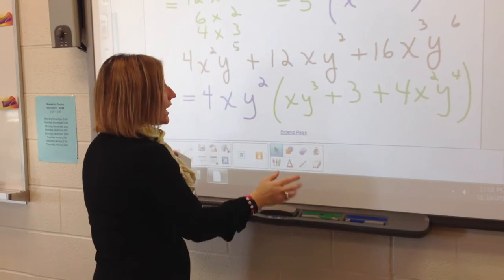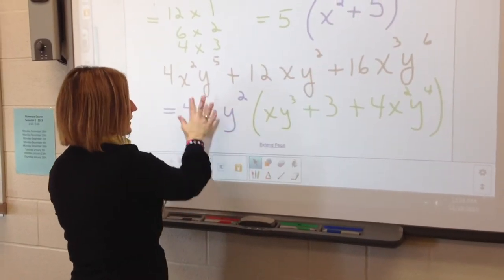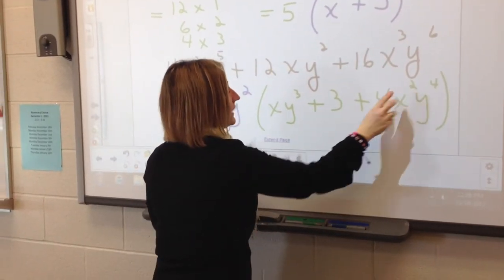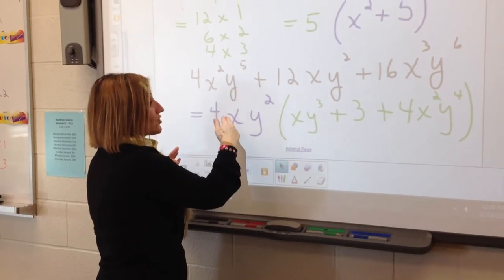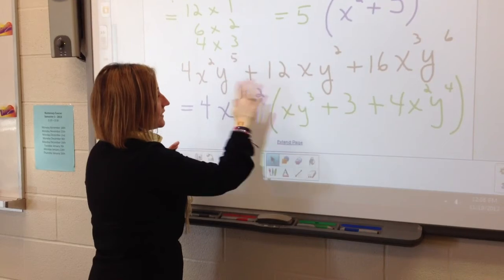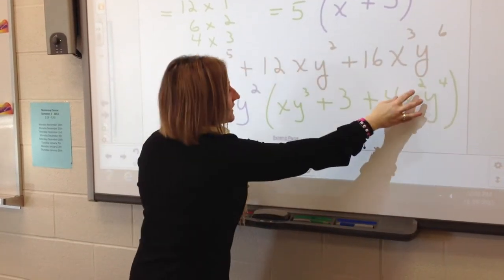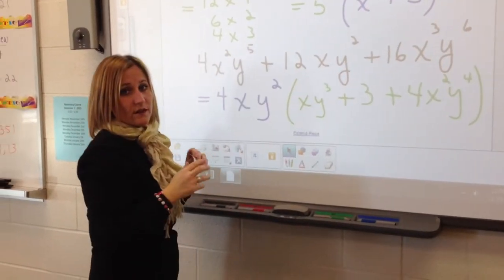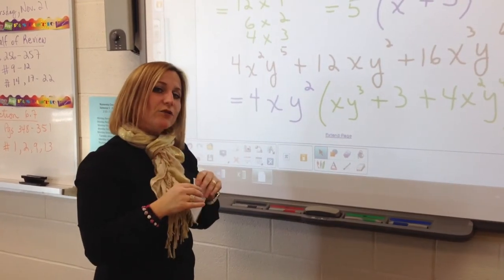So what times what will give me this trinomial? This monomial times this trinomial. And you can check it. If you actually distributed, if you take 4xy squared times this, times this, times this last term, you will get the original question. So those are kind of just the basics on greatest common factor.